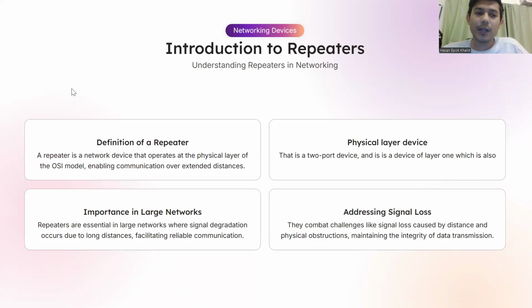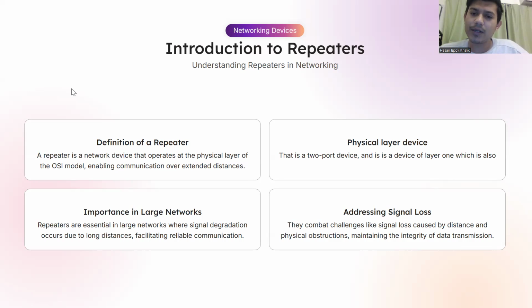A repeater is a network device that operates at the physical layer of the OSI model, enabling communication over extended distances. And as I've already said, it is a physical layer device, which is a layer 1 device. It is very important in large networks where signal degradation occurs due to long distances, facilitating reliable communication.